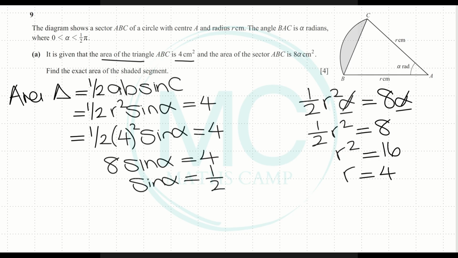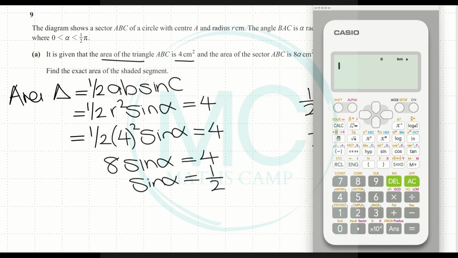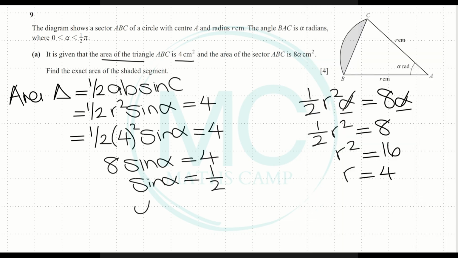Now you can use your calculator to find alpha, but please remember that when working with circular measure, our angles are in radians. So let's go to radians. Now we can say shift sine 1 over 2, close the bracket, is equal to 1 over 6 pi. This is the size of angle alpha.